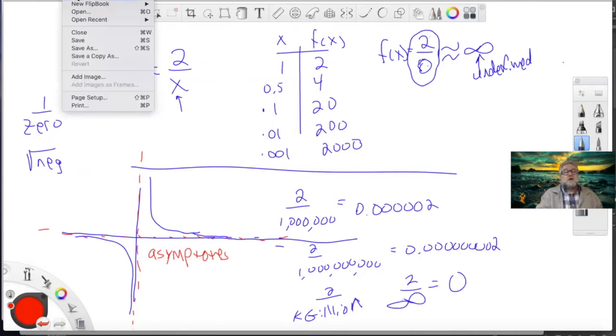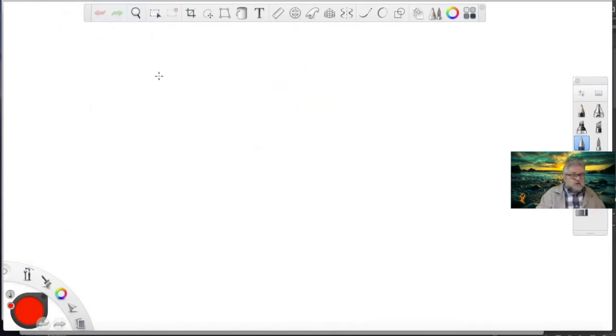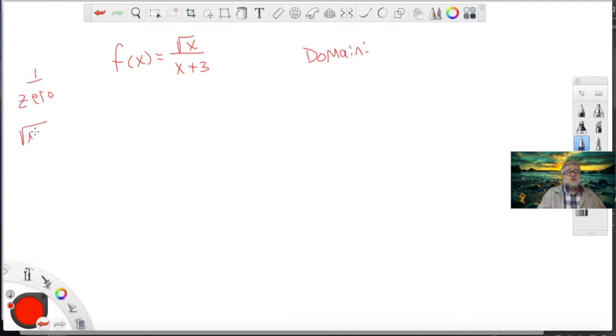But what we really wanted to talk about was the domain and range, and that was a really long answer that introduced things that we don't need to know now, but that's okay. So here's another one. F of x equals square root of x over x plus 3. So when I'm doing the domain, I have to remember that I can't do 1 over 0, and I can't do square root of a negative. These are my constraints.